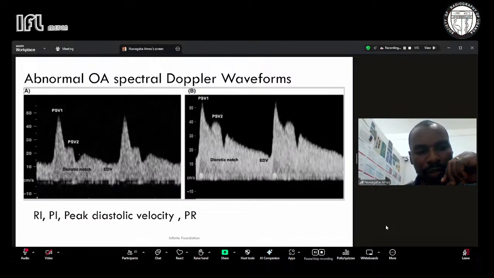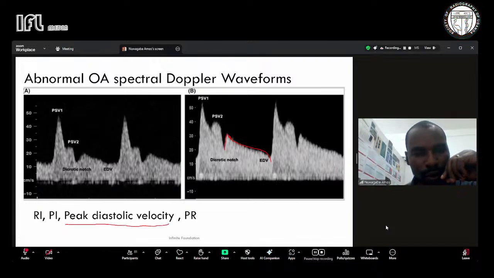The abnormal waveform is when you have breakdown of the autoregulation to the brain, and that is when it breaks down. Then instead of having low resistance, like in this image on the left, we have high resistance, but in the abnormal, you have hyperperfusion, and you have raised peak diastolic velocity.